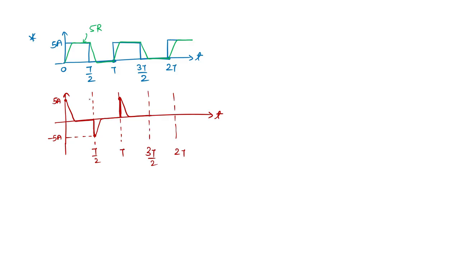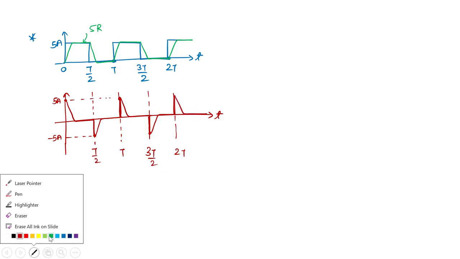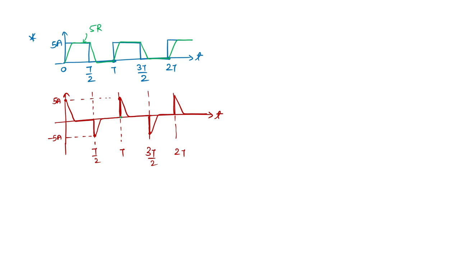Then it will again do the same thing whatever it was doing. So it will reach -5 and go slowly this way. So this is the nature of my capacitor current. This is your capacitor current. This value is your -5 and these values are your +5 ampere. So this is our capacitor current.